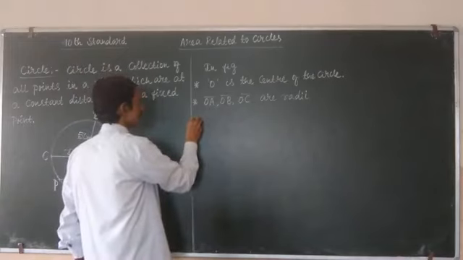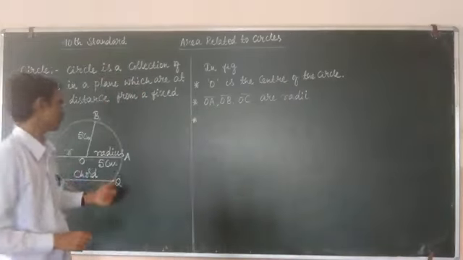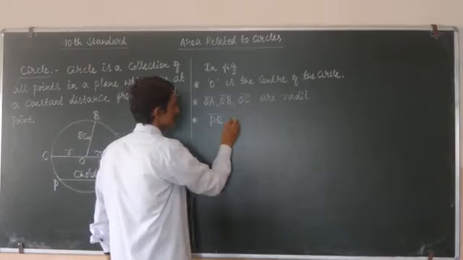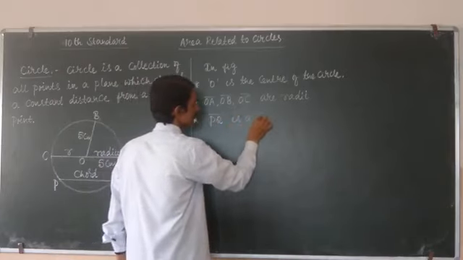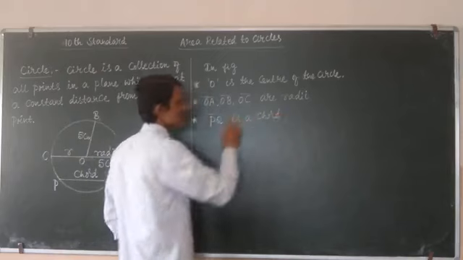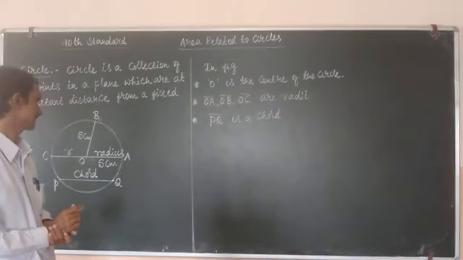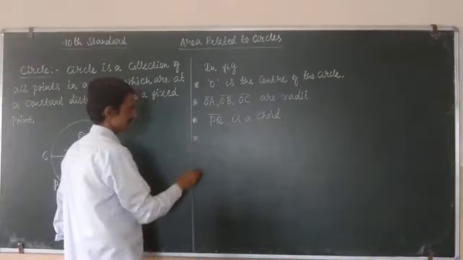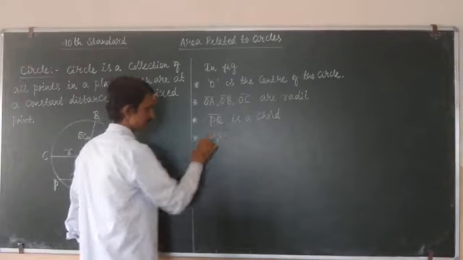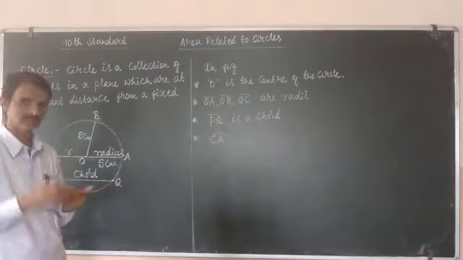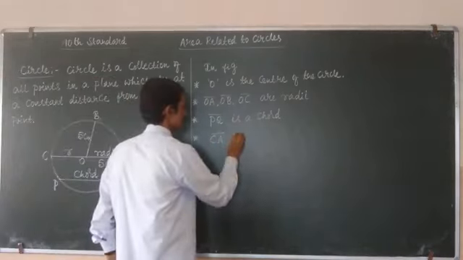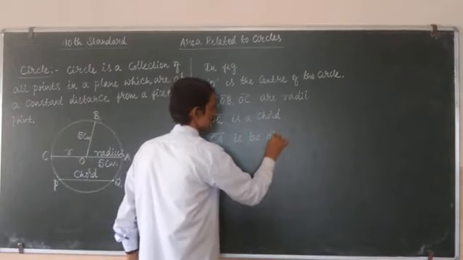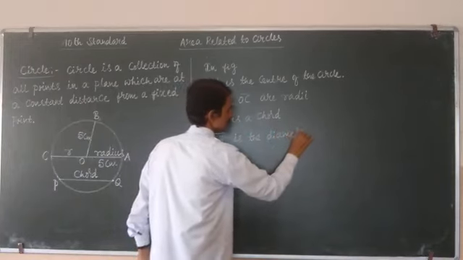So the next one is PQ. PQ is called, yes, a chord. PQ is a chord of the circle. So then, what do you call AC or CA? CA is the diameter. CA is the diameter of the circle.